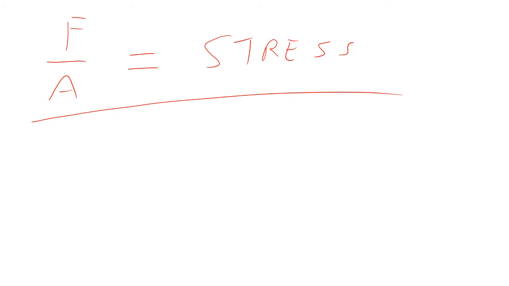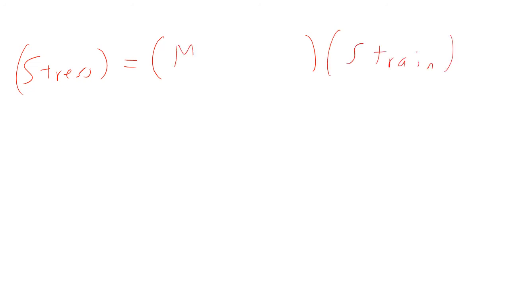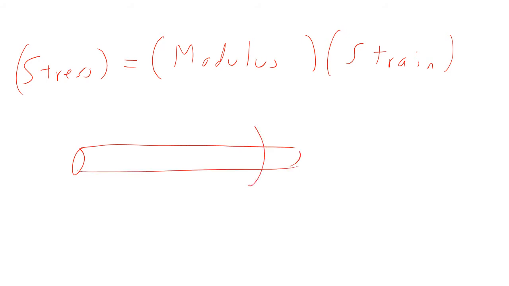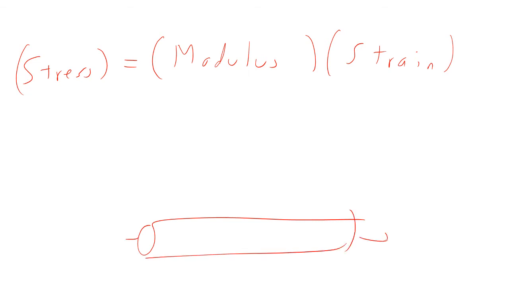Now stress is obviously related to strain. So there's a relationship between the two. So we would say that stress is proportional to strain. More stress means more strain. The proportionality we call a modulus. Now, the modulus here for stretching is different than the modulus for bending, because you can also bend something. But if we're talking about stretching, then the modulus is called the Young's modulus.